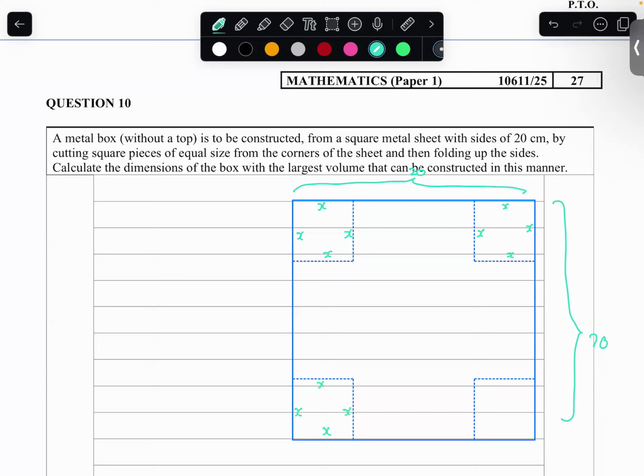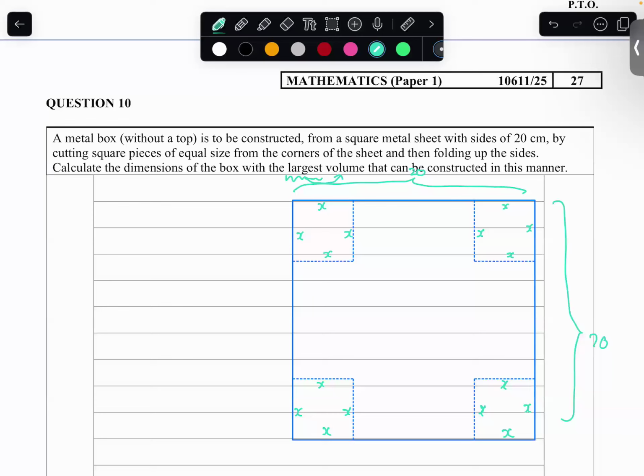And we know if it's a square, all of them have to be x because all the sides of the square are equal. Okay. Calculate the dimensions of the box for the largest volume. Right. So the word that comes after the minimum or maximum synonym, the word largest, the word that comes after that, that's what you need a formula for.